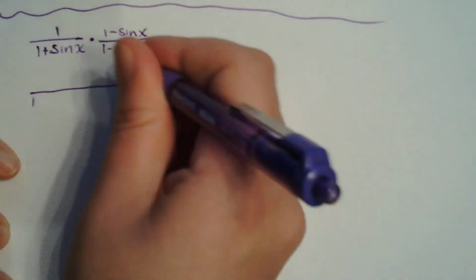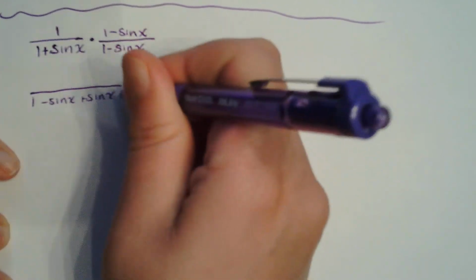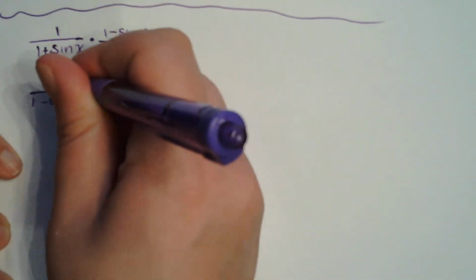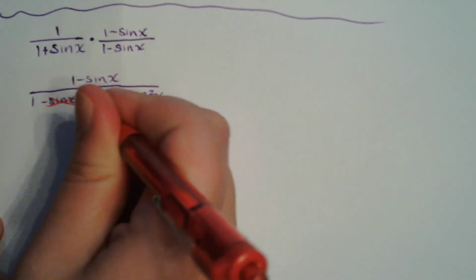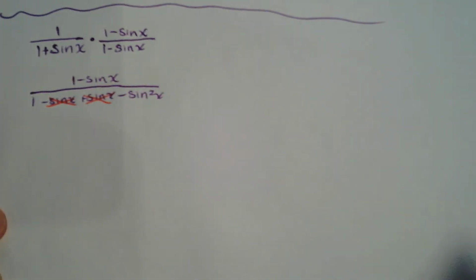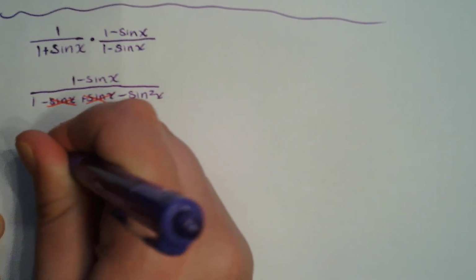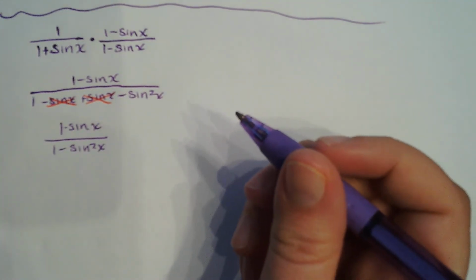So on the bottom here, we're going to get 1 times 1 is 1, 1 times negative sine x plus sine x, and minus sine squared x, once I FOIL that. And then the top is just going to be 1 minus sine x. Alright, on the bottom, the negative sine x and the positive sine x cancel, just like we wanted. And I now have 1 minus sine x over 1 minus sine squared x. Well, I'm going to see what I can do with that.